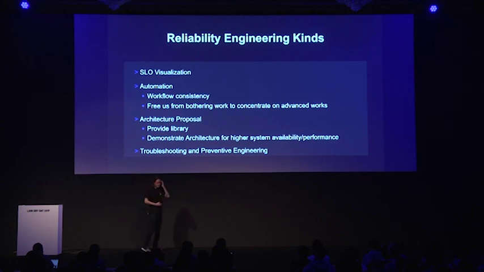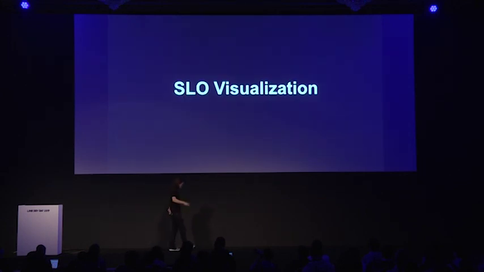And the third is architecture proposal. In our team, we develop Kafka client library and configuration of Kafka configuration. And we show it as a reference implementation so that each service can configure clients to use our platform. And the last is the troubleshooting, and it's preventive engineering. So today, I'd like to share some cases from these topics.